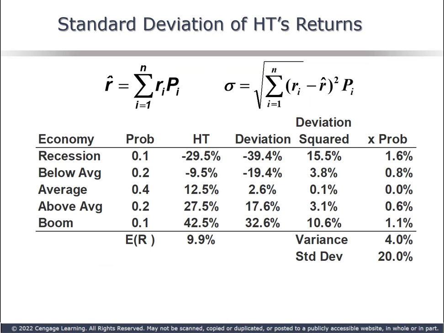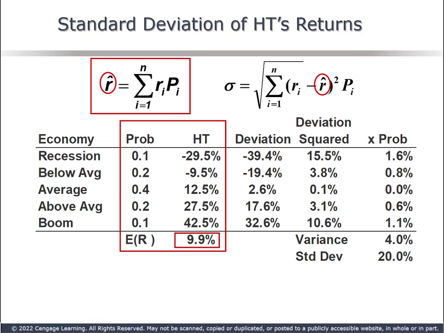Given the probability distribution, find the expected return. It's a weighted average. Multiply across and add down. We find the expected return as found earlier, 9.9%.